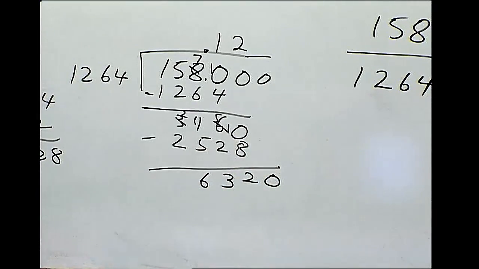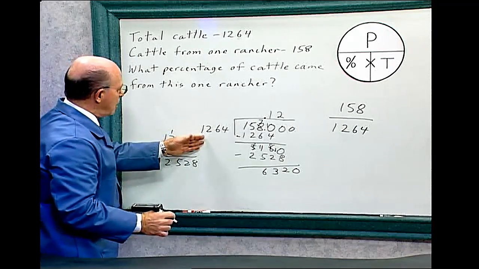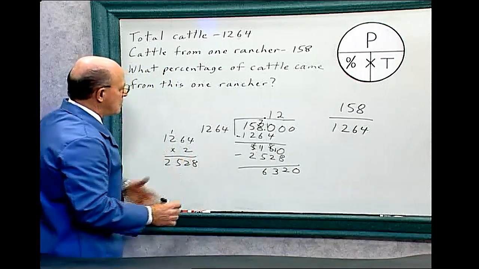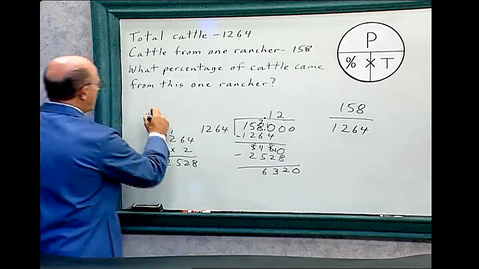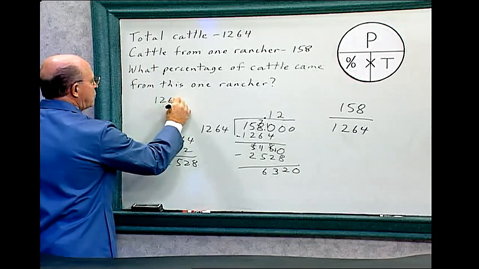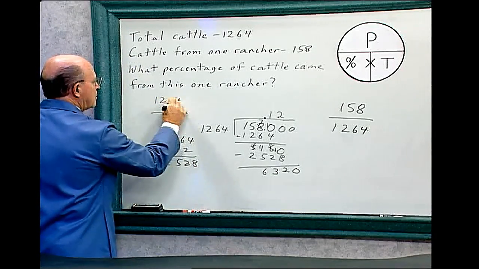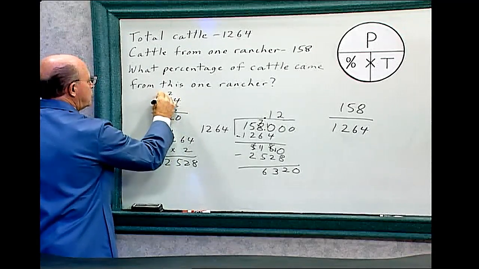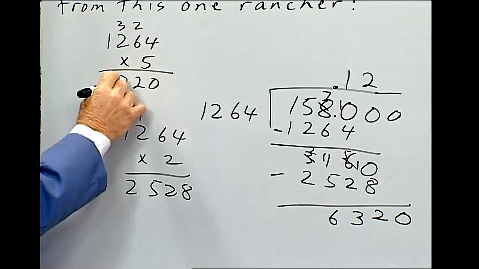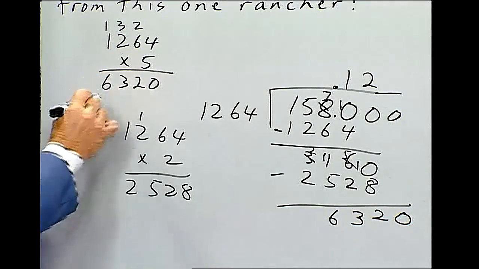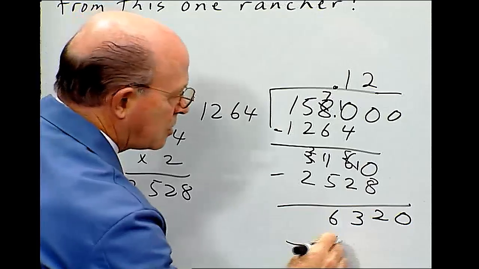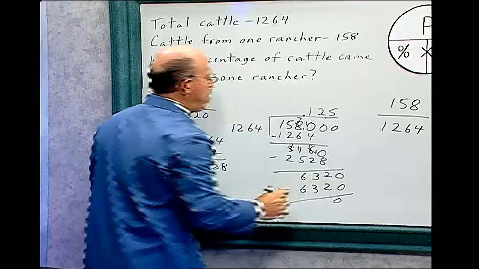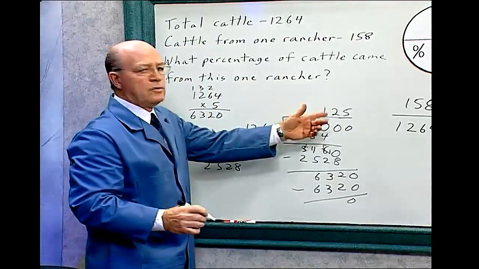Bring down another 0. And how many times would 12 go into these two numbers? Looks like 5 times. So let's try 5. 1264 times 5. That's 20. 32. 5 times 1 is 5, plus 1 is 6. Same number, so minus 6320 equals 0. So it's 0.125.